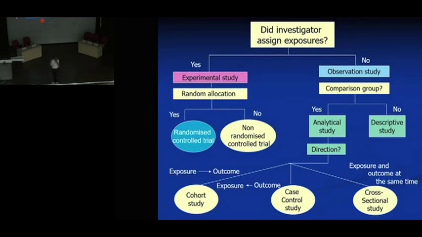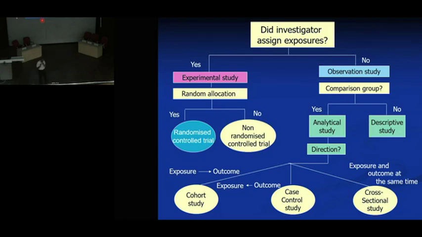So when people are selected neither on the basis of their exposure nor on the basis of their outcome, but both probably exist in all of you, and I measure both of them concurrently, not back and forth, these are all cross-sectional studies. So just remember the three things, the simple definition.